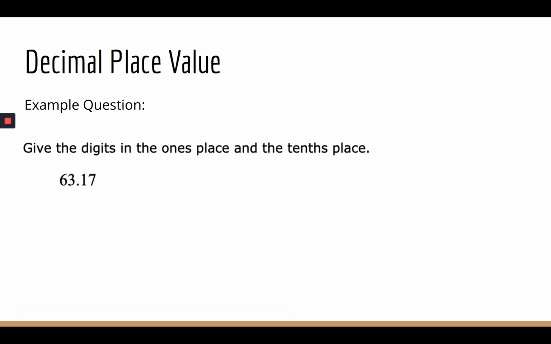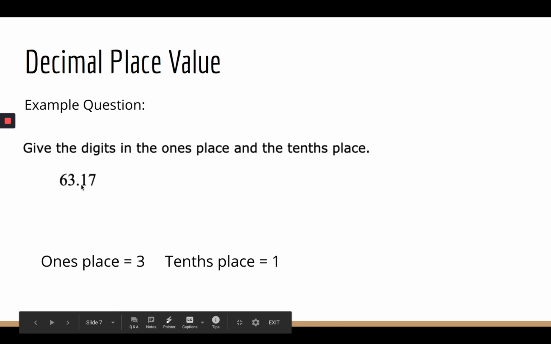So an example question of what you'll see on your test is give the digits in the ones place and the tens place. Well, hopefully this is easy for you. And you know the ones place would be the 3. And the first number past the decimal is the tenths. So it would be the 1 is in the tenths place.